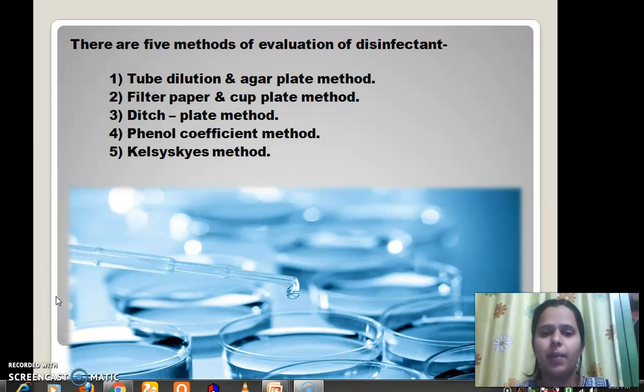Second is the filter paper or cup plate method. By using the filter paper or cup plate method, we transfer the disinfectant solution onto the filter paper. That filter paper will retain the disinfectant. This filter paper is placed on the petri plate which contains the microorganism. After some time interval, we can observe the results. Next is the ditch plate method. In the ditch plate method, we form small holes. In those we place our disinfectant and you will see the zone of inhibition. The phenol coefficient method is also one of the methods, and then the Kelsey-Sykes method.